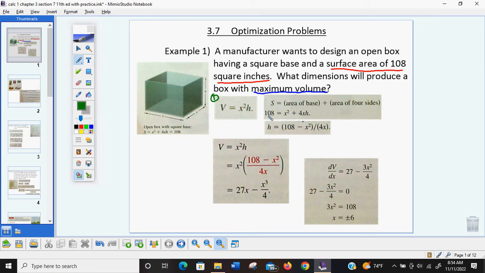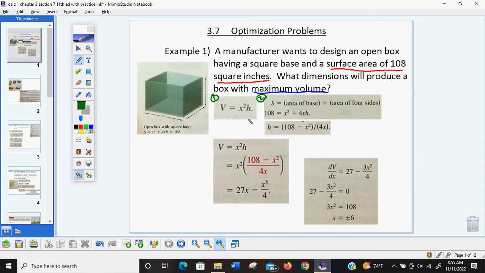Now the second thing we want to do is figure out our secondary equation. The secondary equation comes from the information they gave you. So we're going to use the fact that surface area is 108 square inches to come up with a secondary equation. Now the surface area of this box would be the area of each side. Remember, it's an open box. So the bottom would be X times X, that one's a square, which gives you X squared. Each side will be X times H, and there are 4 sides. So surface area of this would be X squared plus 4 times X times H, and that is equal to 108.